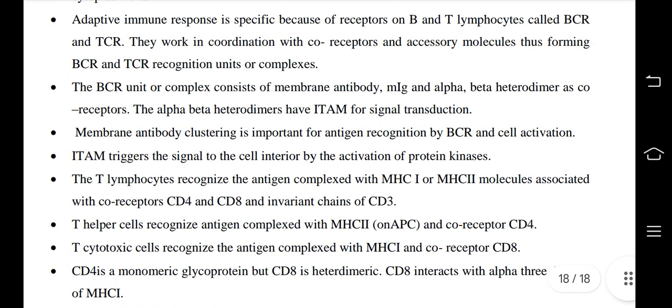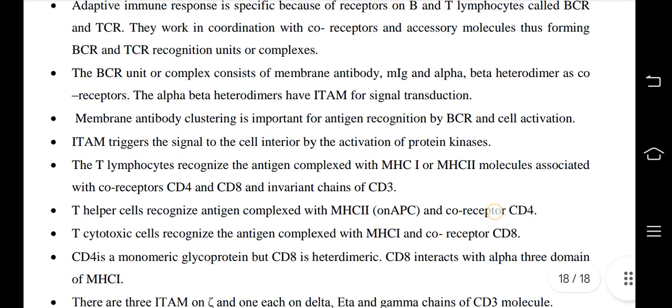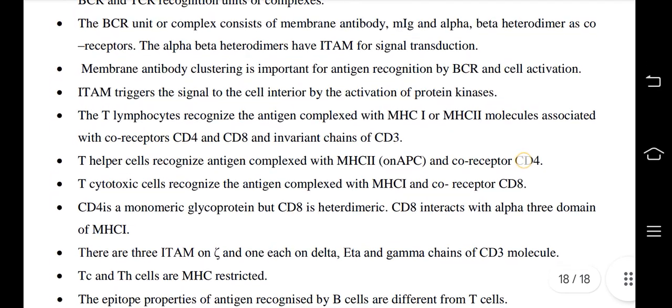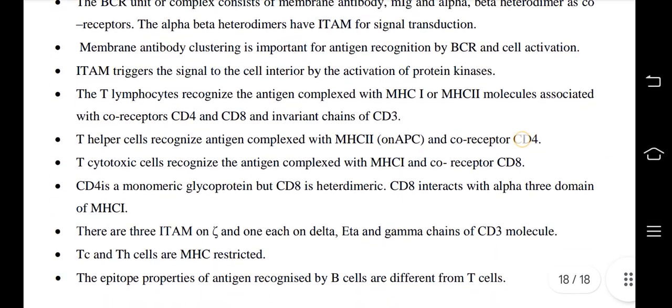The BCR unit or complex consists of membrane antibody, mIg, and alpha beta heterodimer as co-receptors. The alpha beta heterodimer has ITAM for signal transduction. Membrane antibody clustering is important for antigen recognition by BCR and cell activation. ITAM triggers the signals to the cell interior by activation of protein kinase.